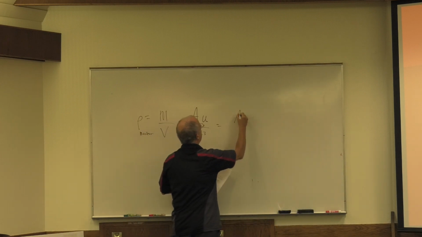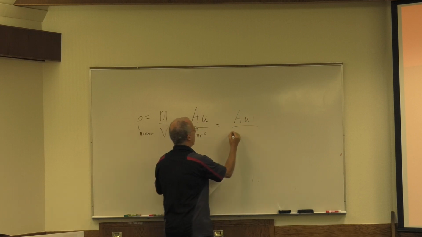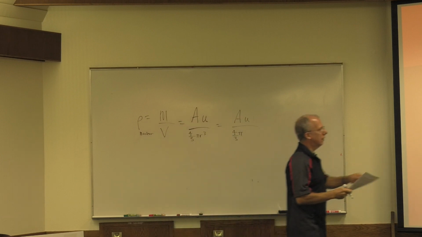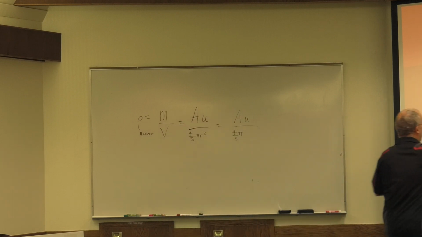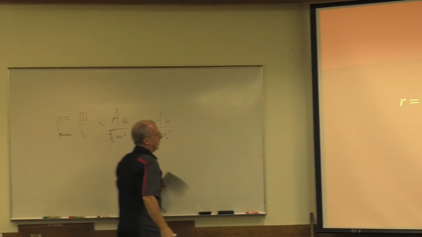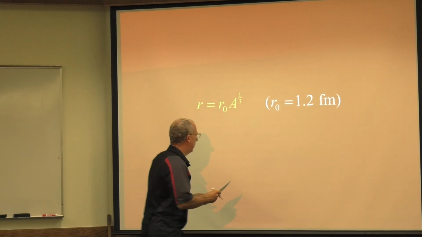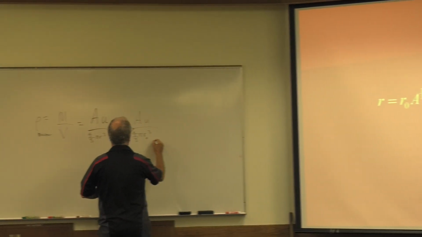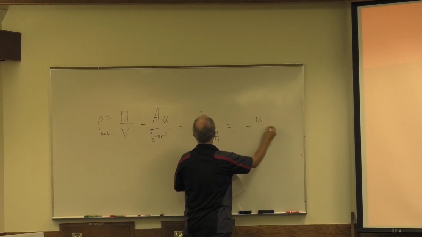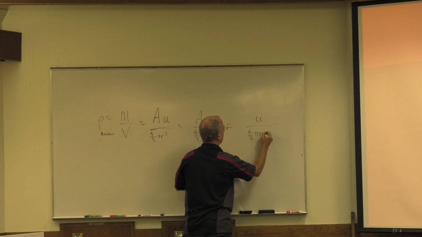All right, so it's A times U. That's A times U, right? Okay, so I have 4/3 pi. Now, what's R? It's right here. So we have R cubed, so we've got to cube that thing. So we have R0 cubed, then A to the 1/3 cubed is just A. So we just get A. But then, of course, the A's cancel. So we get U over 4/3 pi R0 cubed.